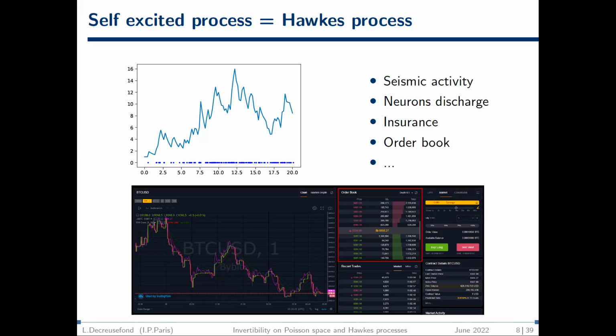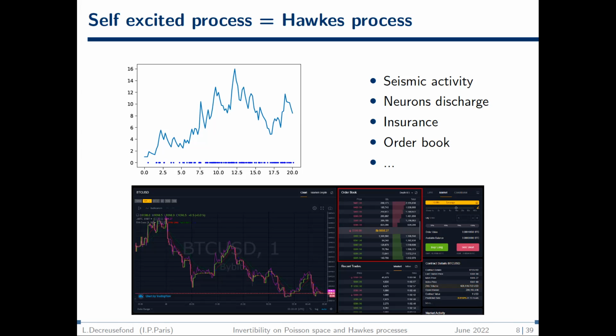So what is this picture here? This picture is an order book. An order book is something where you say, I want to buy this asset at the price here, and I want to buy as many assets as what is indicated here. And the guy here says, I want to sell the same asset at this price for this quantity. And when they match, you have a transaction.